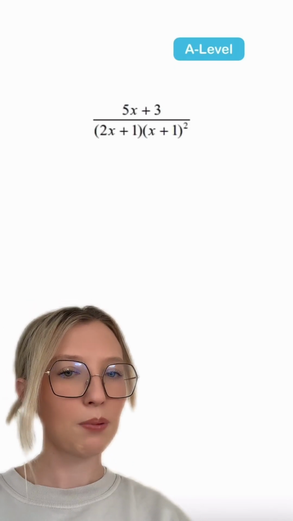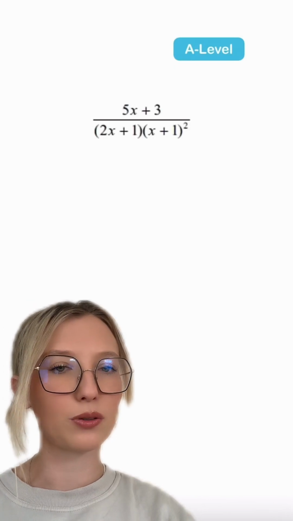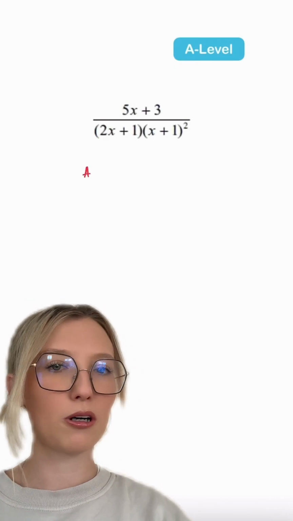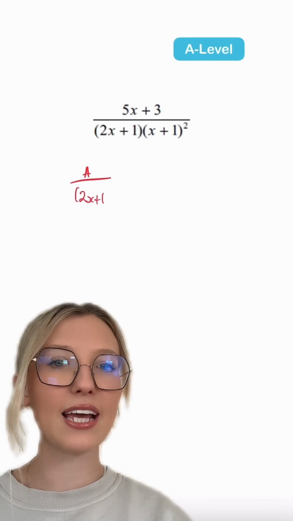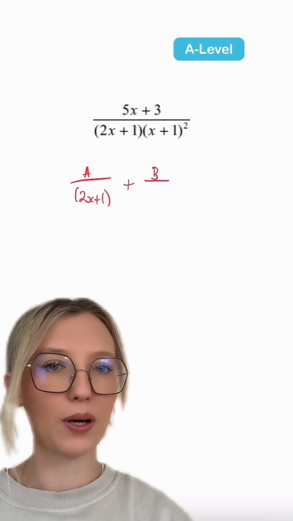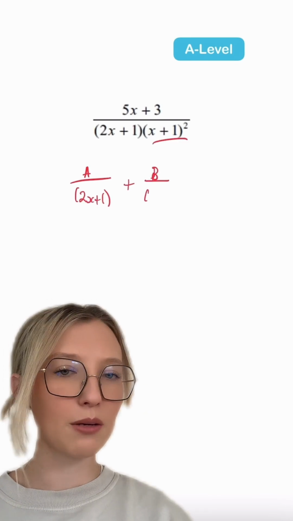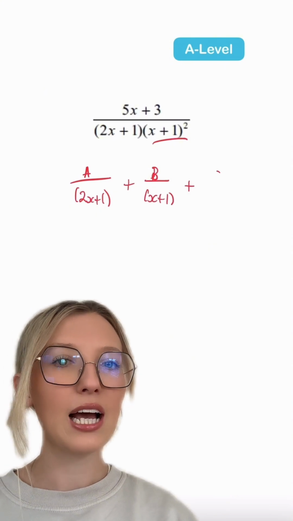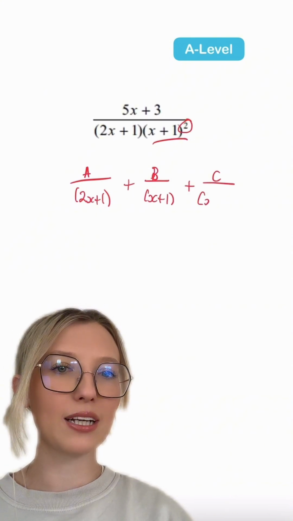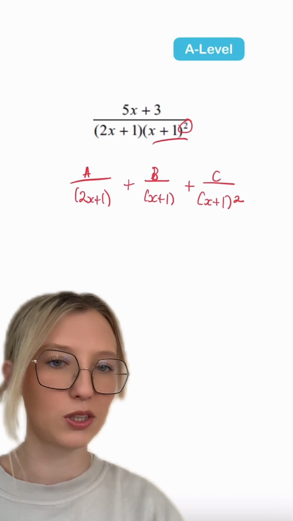Let's take a look at partial fractions, which is an A-level maths concept. If we're asked to split this into partial fractions, we're going to split this into A over the first part of the bracket, which is 2x plus 1, B over the second part of the bracket, which is x plus 1, and C, as we've got x plus 1 squared here, is going to be over x plus 1 squared.